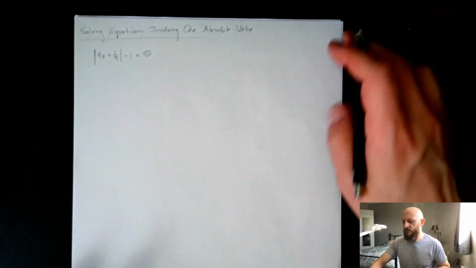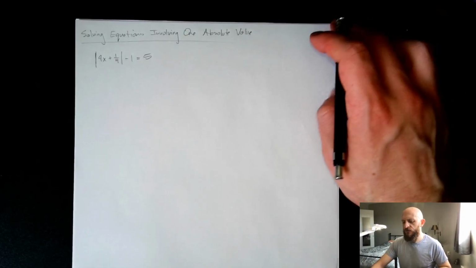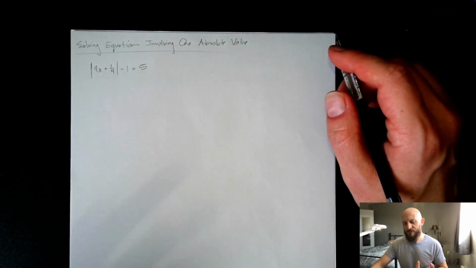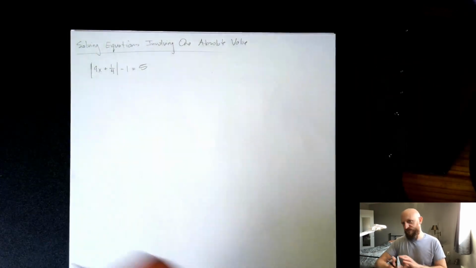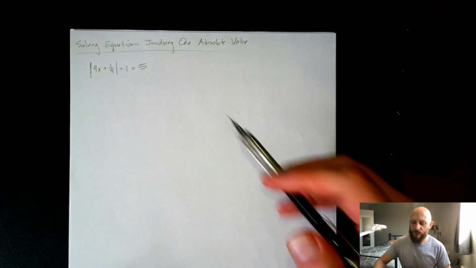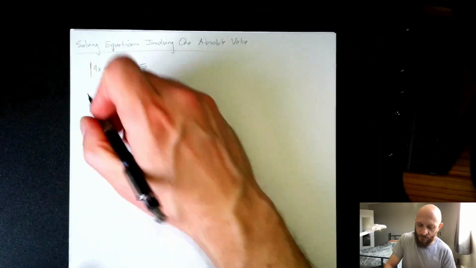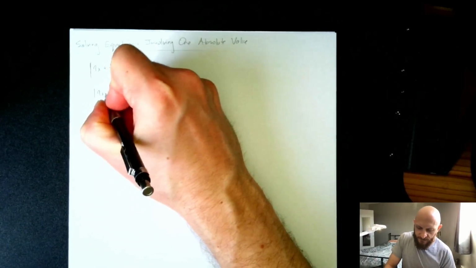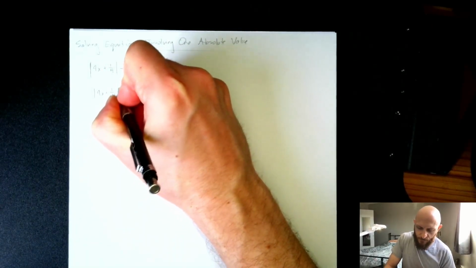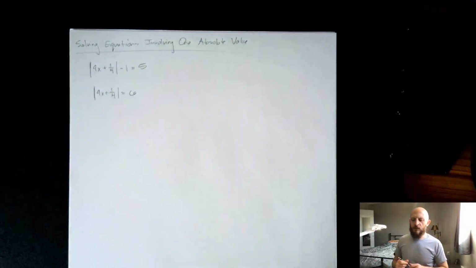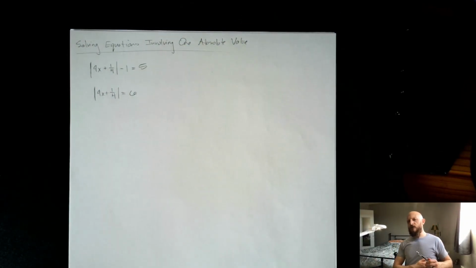So here are the steps that you'll take. First of all, you will want to isolate the absolute value expression. So move everything else to the other side of the equation so that one side of the equation just is the absolute value expression. To do that, for this example, I'll just add 1 to both sides. So the absolute value of 9x plus 1/4 equals 6.